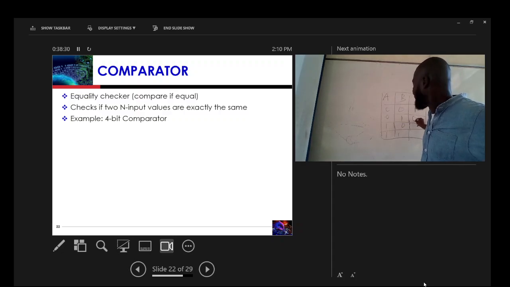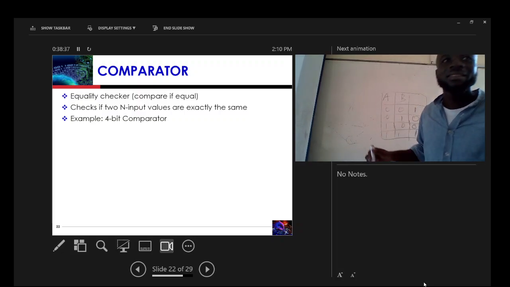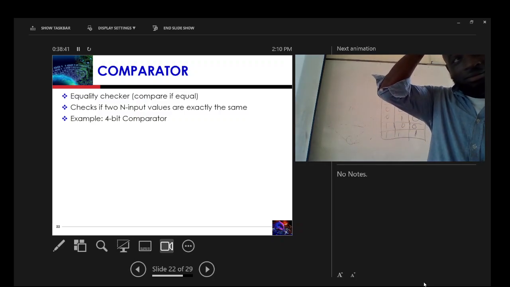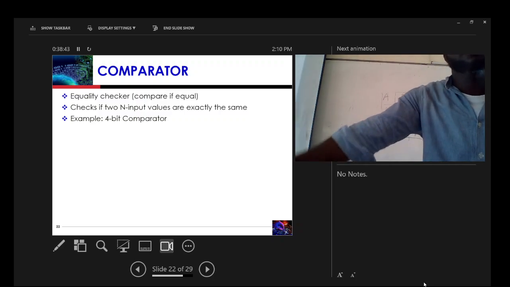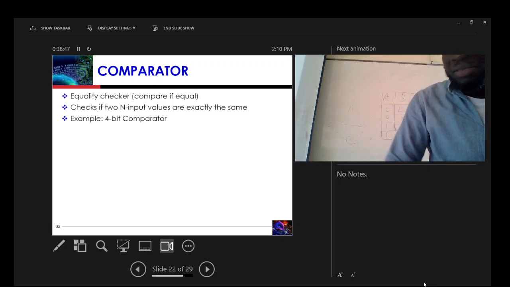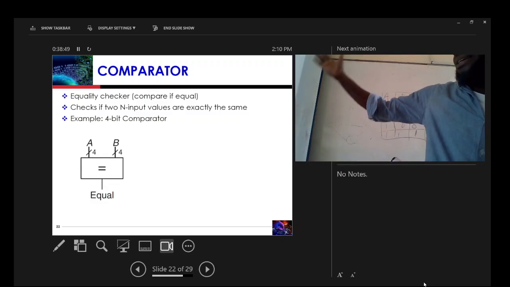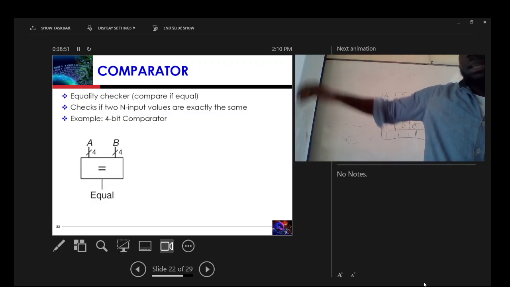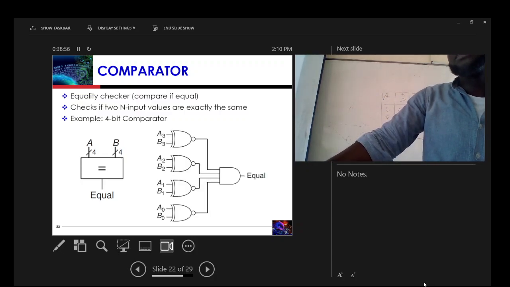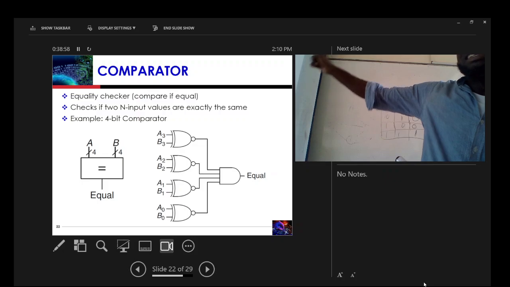What gate is this? So this is just the symbol of a comparator. Then this is like a 4-bit comparator. So I can use this gate.